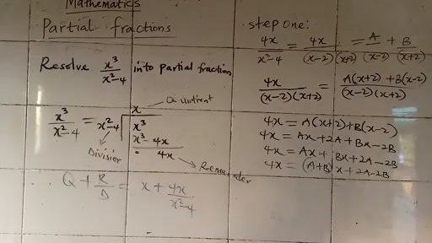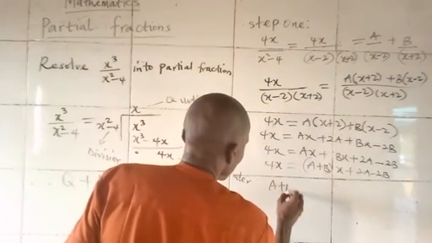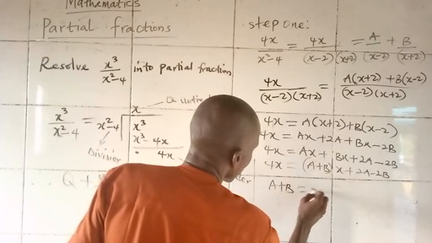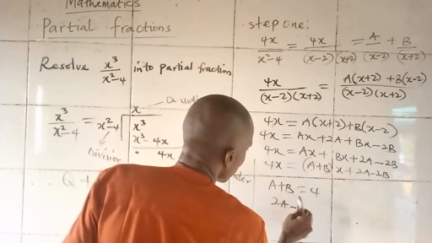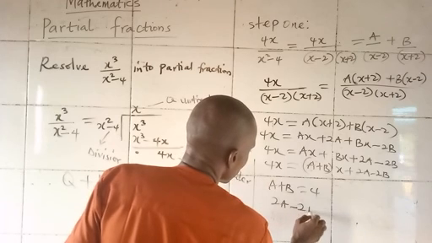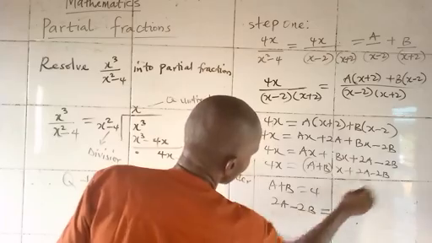Now I compare. When I compare, it becomes A plus B equal 4. And the other one is 2A minus 2B. There's nothing to compare with here, just 0.